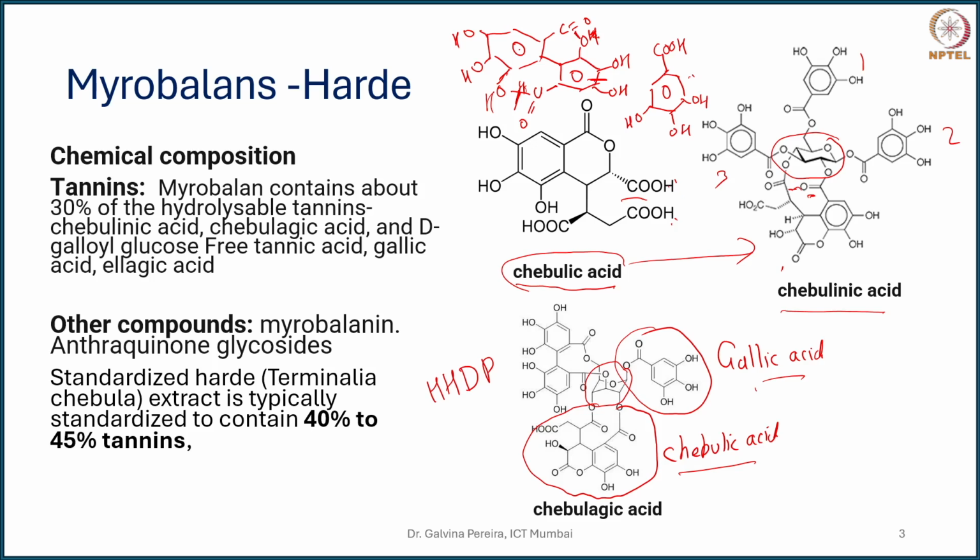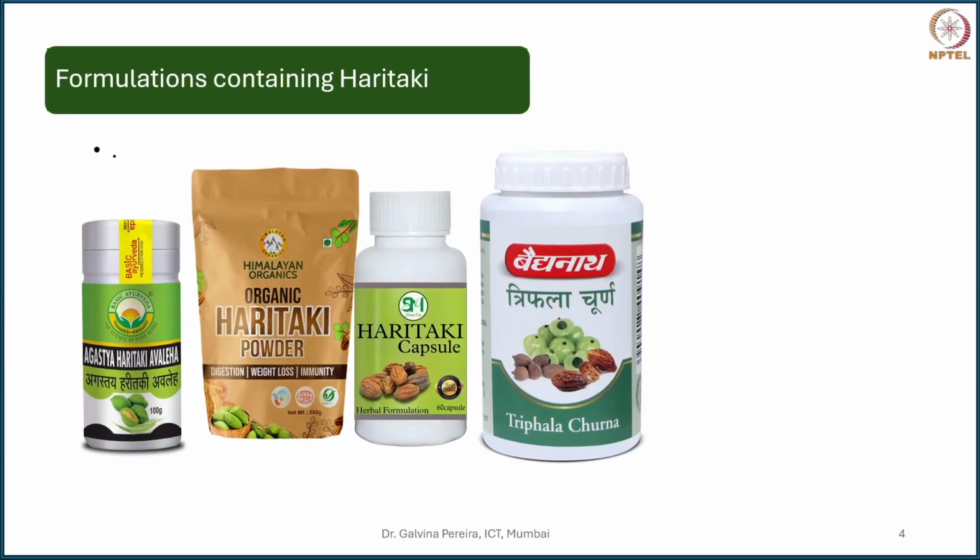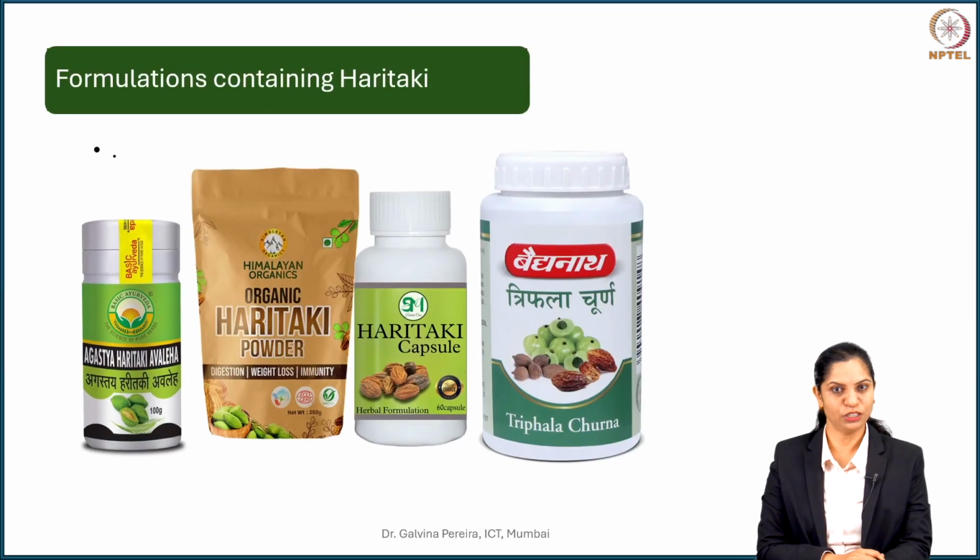Now if you see the standardized extracts of harda in the market, they are very high in tannin content, so much so that they contain almost 40 to 45% of the tannin content. So in order to assure the quality of this, in order to standardize this, we will have to quantitatively determine these tannins. So how are tannins determined quantitatively? Again, you can do it using non-specific methods as well as specific methods.